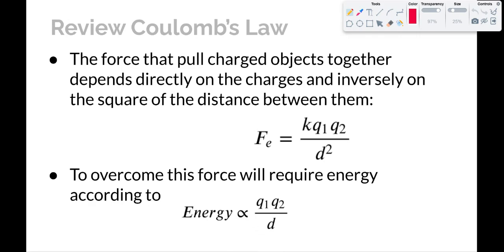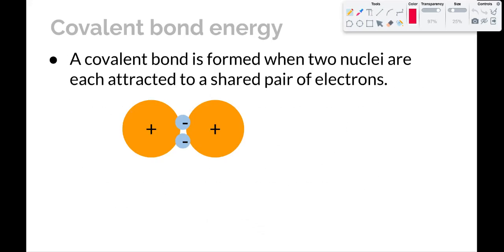So the important thing for us is that the energy required to overcome the force that pulls attractive objects to each other will be proportional to the product of the charges of those two objects and divided by the distance between them. So there's an interplay between those two quantities. How much charge are in the objects that are attracted to each other and how far apart are the objects. That's the D part. First of all, let's look at covalent bond energy.